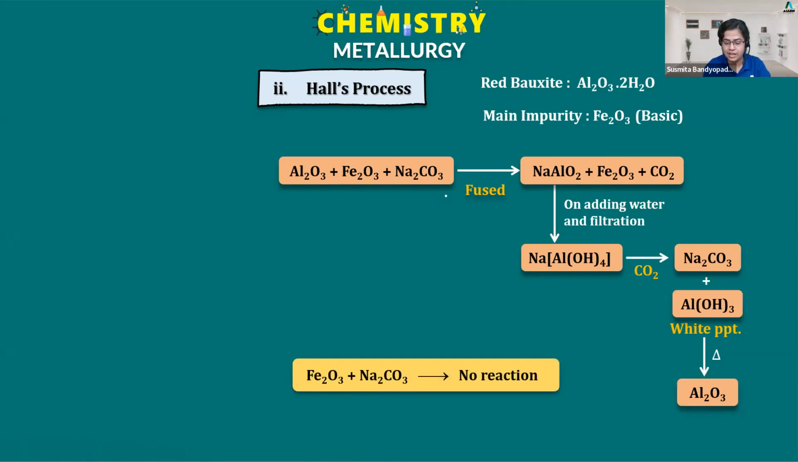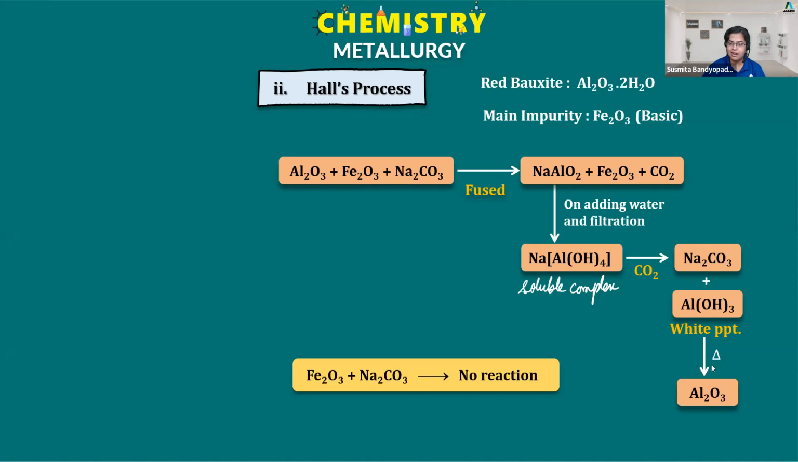I'll take solid Na2CO3, I'll take the ore, I'll fuse it, and then add water. Aluminium is converted into sodium aluminate, a soluble complex. Pass CO2, you get the advantages. You get back Na2CO3, which can be reused, and aluminium is obtained in the form of a white precipitate of aluminium hydroxide. Gelatinous white precipitate. You must have done it in the lab also. Heated strongly to get alumina, the pure one, back. What did I say? Fuse the ore with Na2CO3, then add water, pass CO2. You get back Na2CO3, and along with that a gelatinous white precipitate of aluminium hydroxide, which on strong heating gives you back the pure alumina.